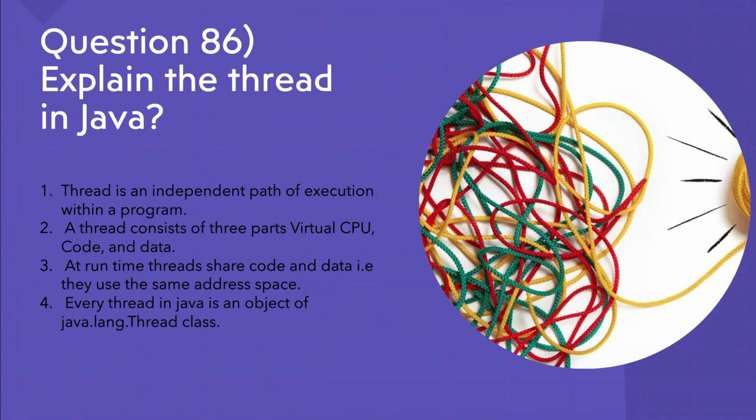Question 86. Explain the thread in Java. 1. Thread is an independent path of execution within a program. 2. A thread consists of three parts: virtual CPU, code, and data. 3. At runtime, threads share code and data, i.e., they use the same address space. 4. Every thread in Java is an object of java.lang.Thread class.